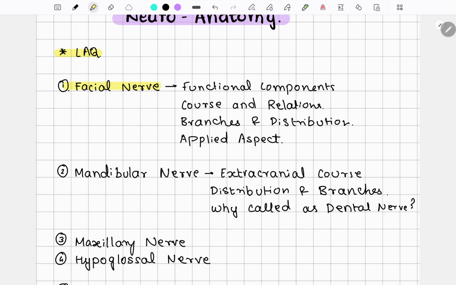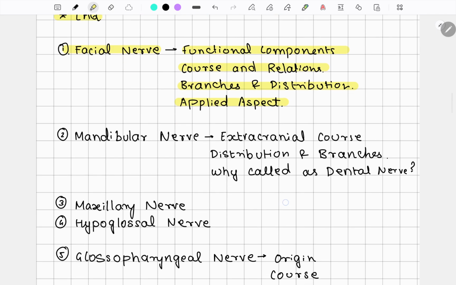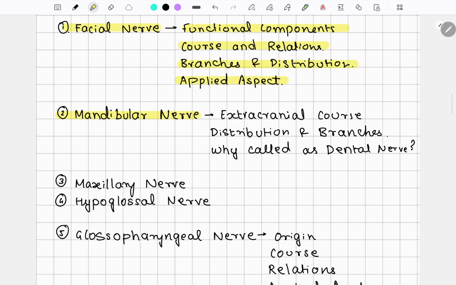The subpoints asked are functional components, course and relations, branches and distribution, and applied aspect. Doing applied aspect is very important in this. Then second is mandibular nerve. Both facial nerve and mandibular nerve are frequently asked LAQs.